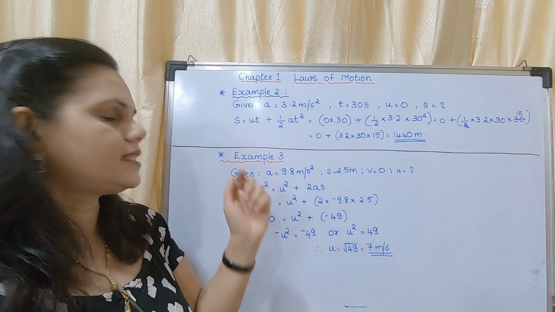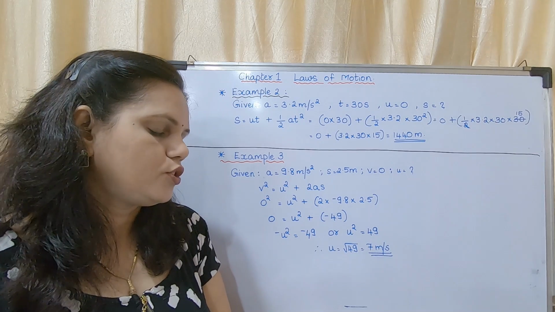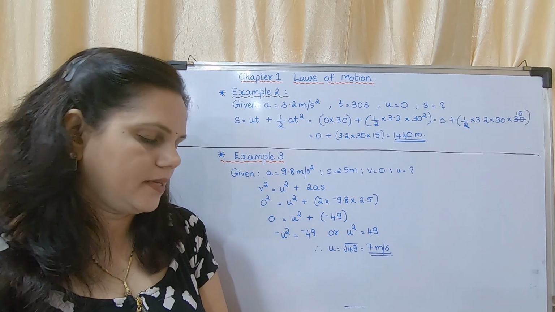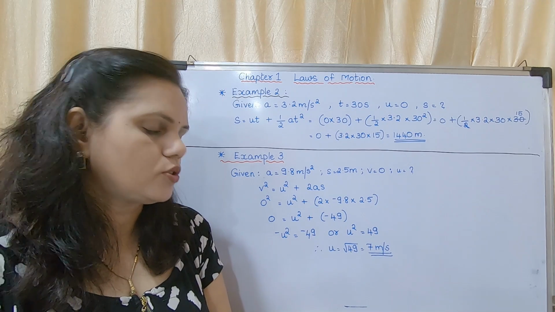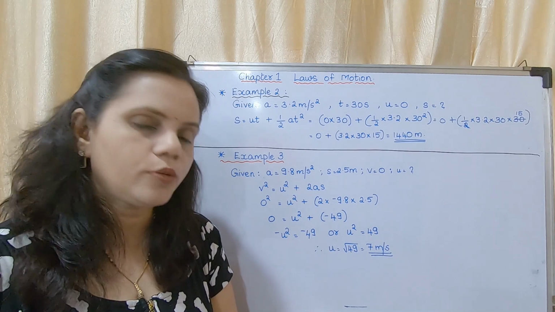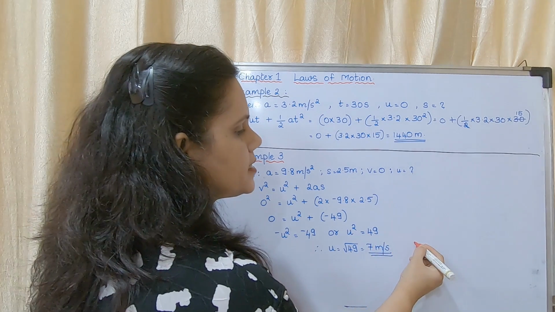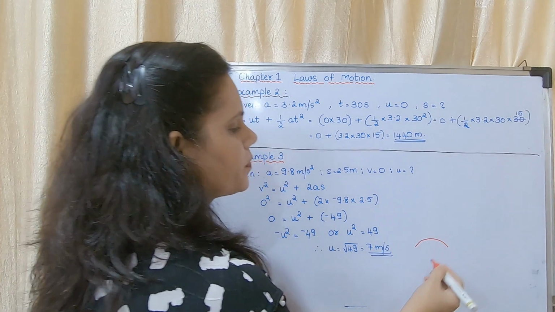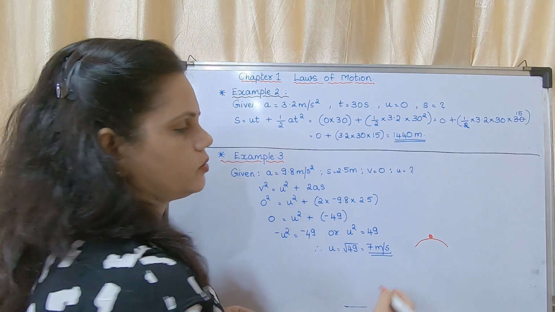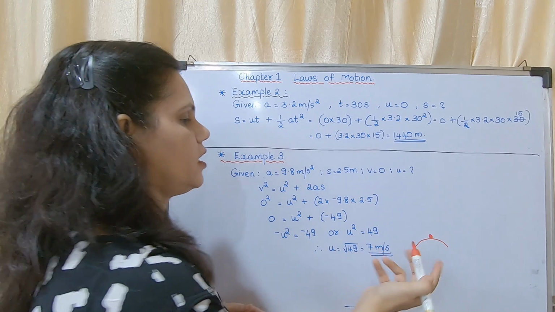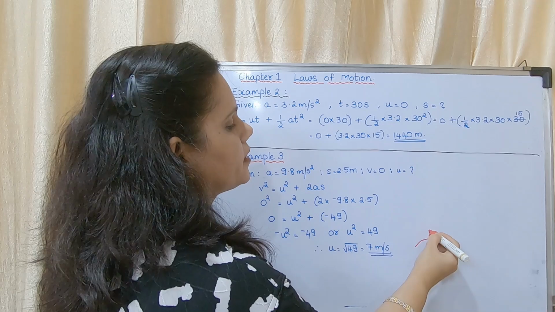Now the next is example 3. A kangaroo can jump 2.5 meter vertically. What must be the initial velocity of the kangaroo? Now I'll show you. Consider this is the surface of the earth. This is the kangaroo. I don't know how to draw a kangaroo, but I have drawn a circle. So it is jumping.